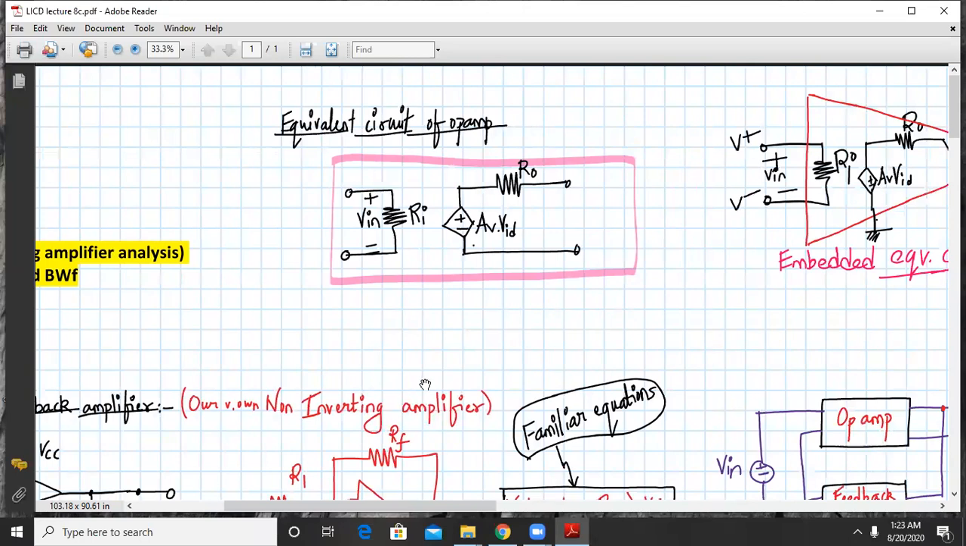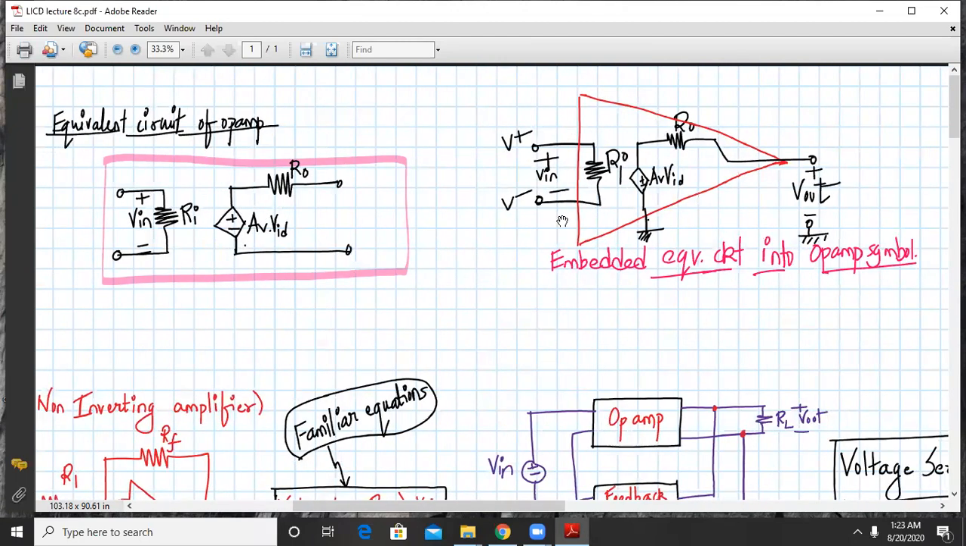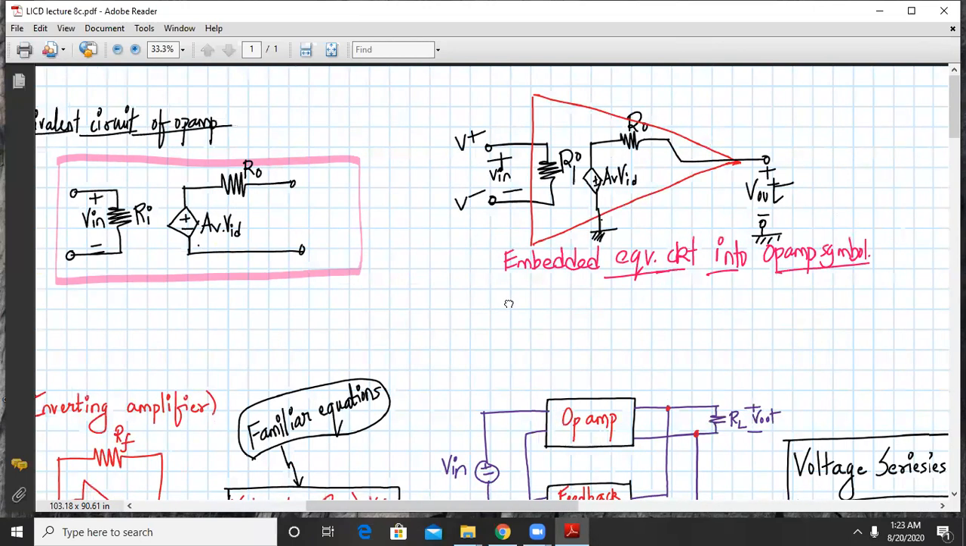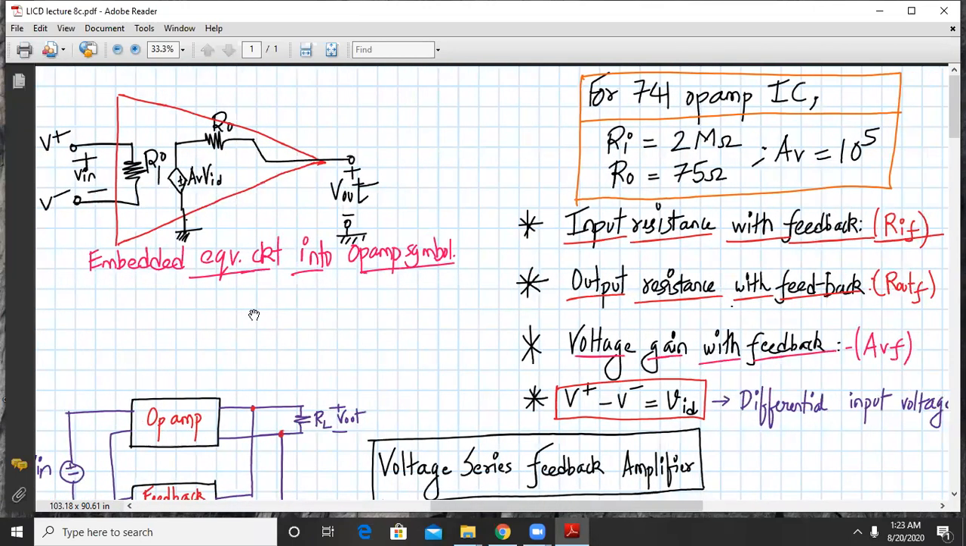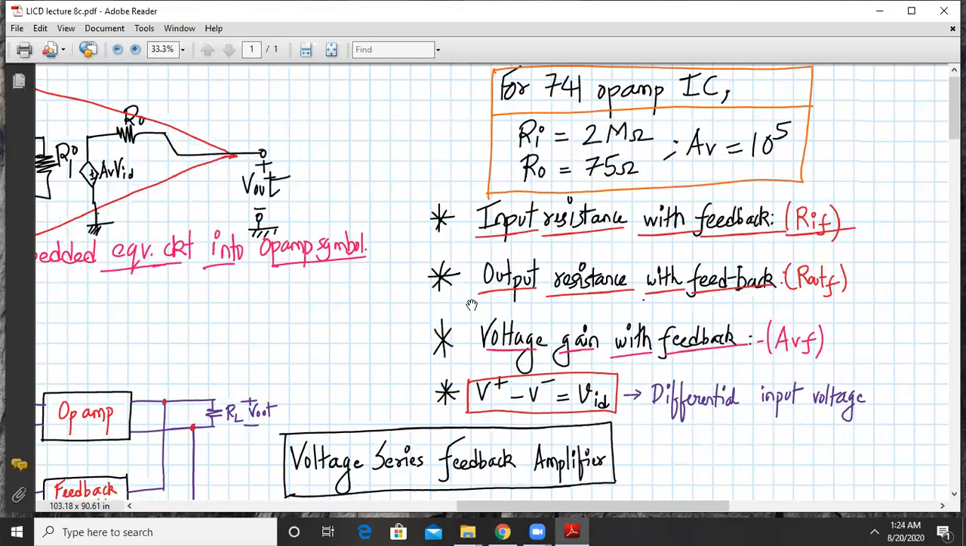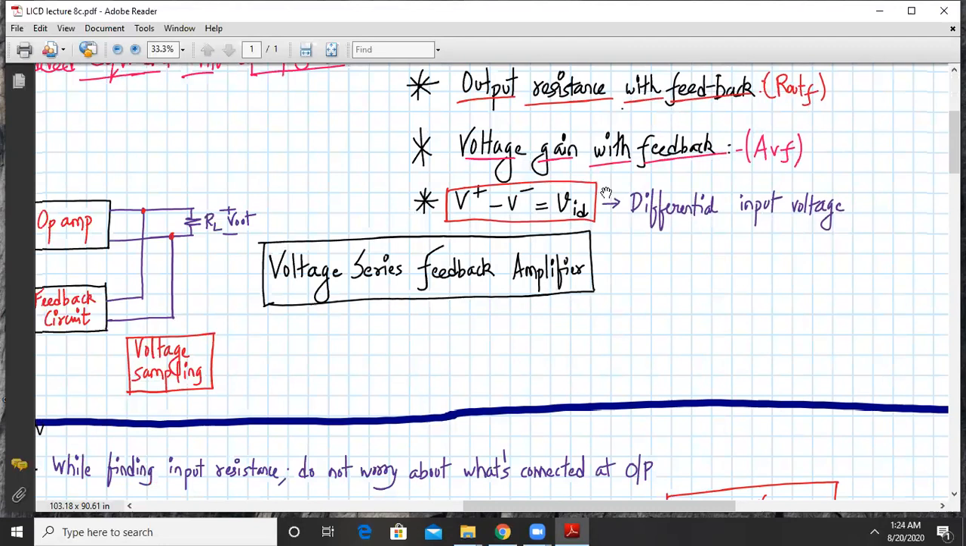So that's my equivalent circuit of op-amp with Ri as input impedance, Ro as output impedance, and Av times Vid as the voltage source. This equivalent circuit is embedded inside the op-amp symbol, where the values of Ri and Ro are: input impedance Ri is 2 mega ohms for 741, output impedance Ro is 75 ohms, and Av, that is the open loop gain, is around 10 raised to 5. So today our focus is on evaluating the expression for the output resistance with feedback, that is R out of F. And we should know one more thing, that V plus minus V minus is called the differential input voltage, which is termed as VID.